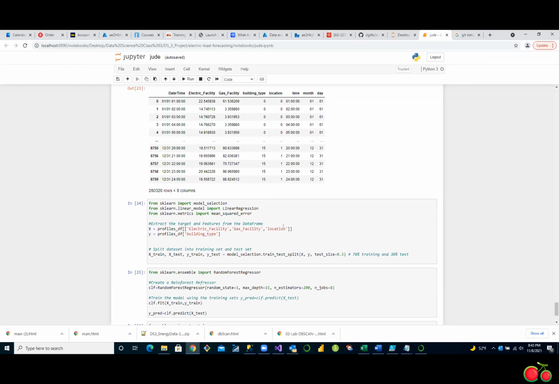No. What are you trying to predict? Forecast the energy consumption. Correct. Forecast energy consumption, so it will be either electricity or gas or a combination of both. That is your target. That's what you're trying to predict. What are you predicting it based on? Based on location, building type, time of the day or month of the year or something like that.